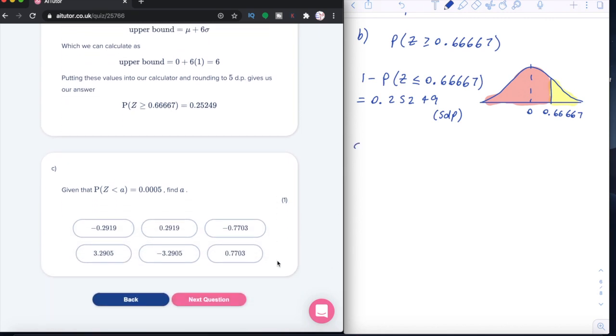Part C. Given that the probability that z is less than a equals 0.0005, find the value of a.